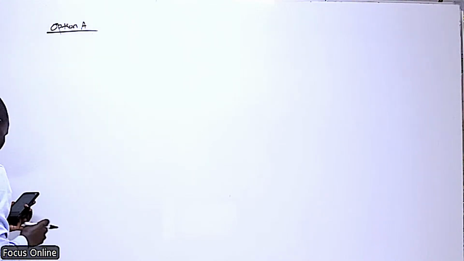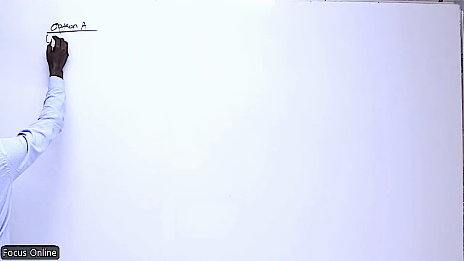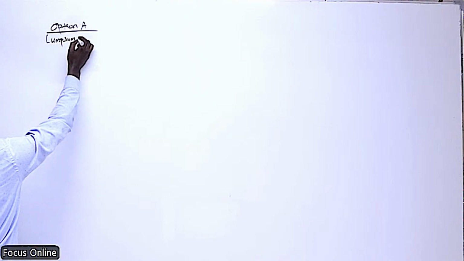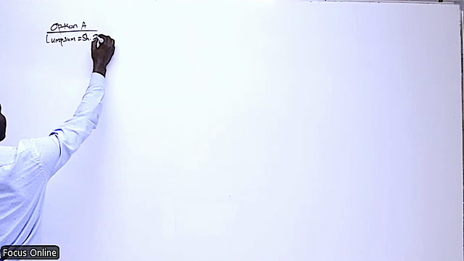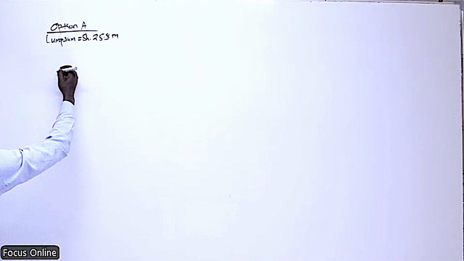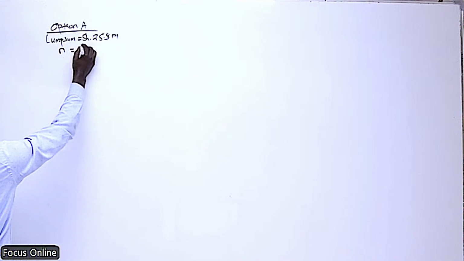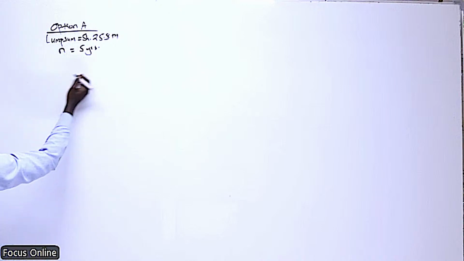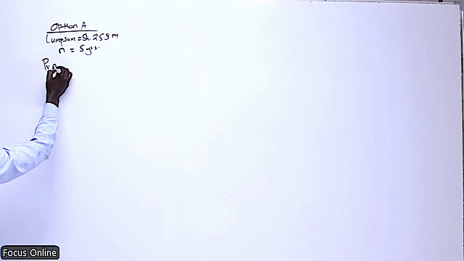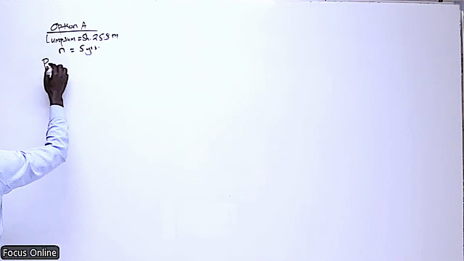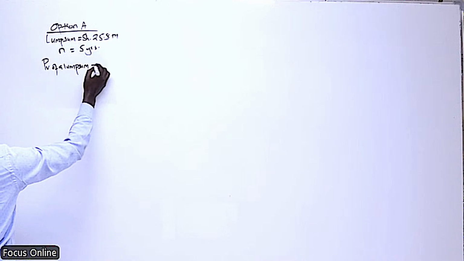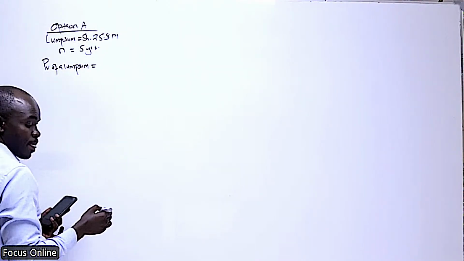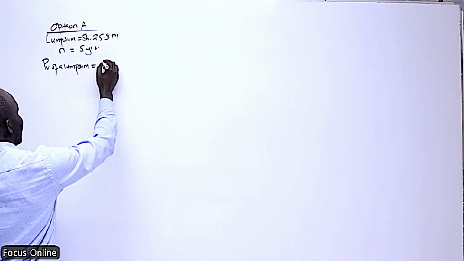Option A: a lump sum payment of shillings 25.8 million, which will be paid after 5 years. N is equal to 5 years. Remember what we said? Present value of a lump sum is equal to the lump sum.